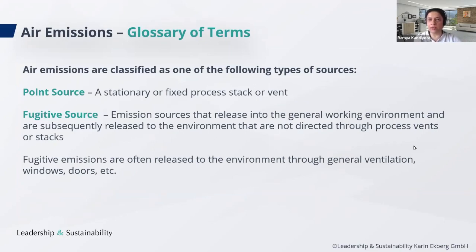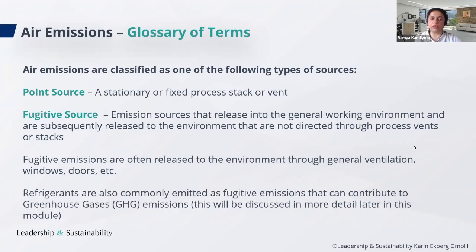So this could be printing, which is done on site. This could be chemical mixing, which is done on site. This could be spray painting, which is done on site. Molding, for example. All of these are examples where you could possibly have a fugitive source of emissions, which we have to record in our processes.